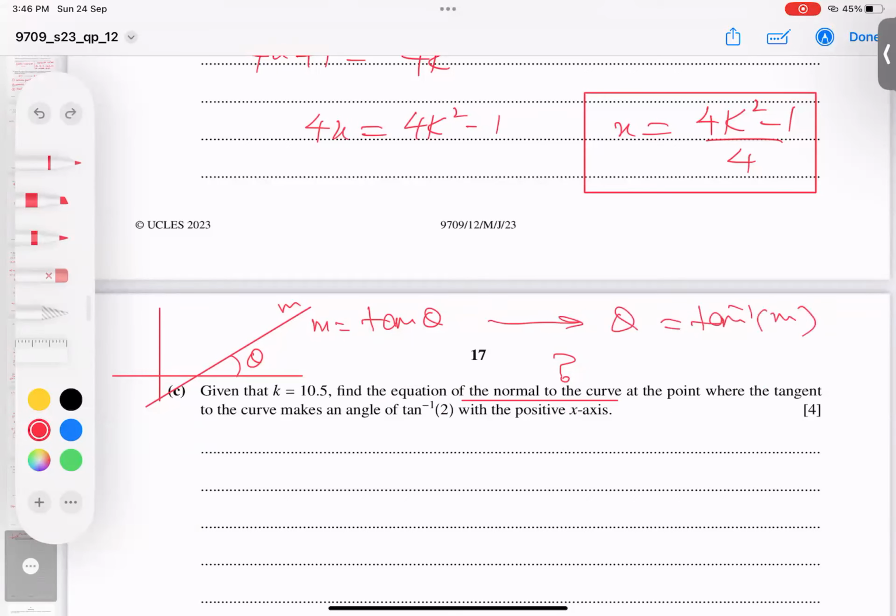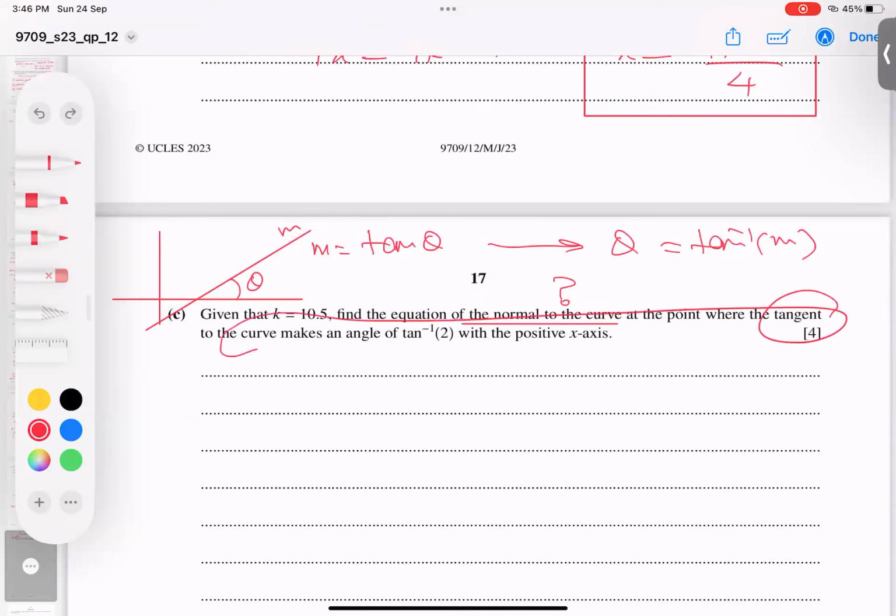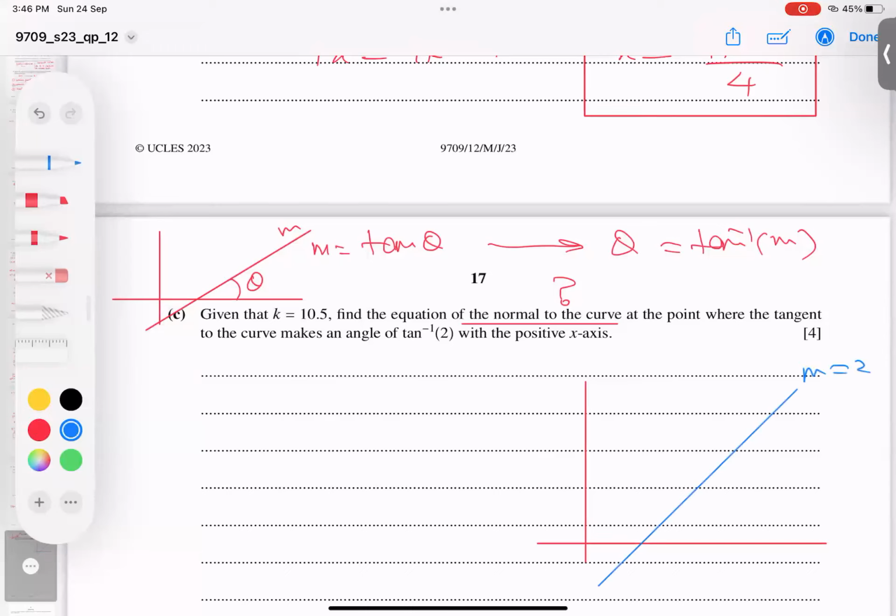It means that the tangent makes this angle with the x-axis. So I just make a rough idea. I believe, inshallah, you understand. So 2 is the gradient of the tangent. Approximately, this is a 2 gradient, and this is a 2 gradient. It has a gradient of tangent, and he said normal, and all students know that the normal is always making 90 degrees.